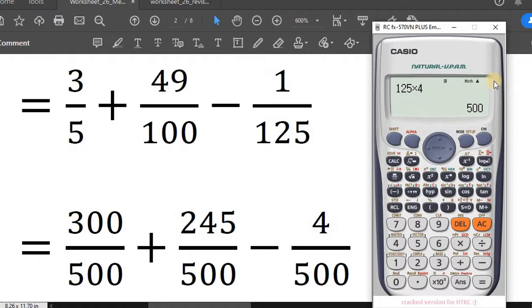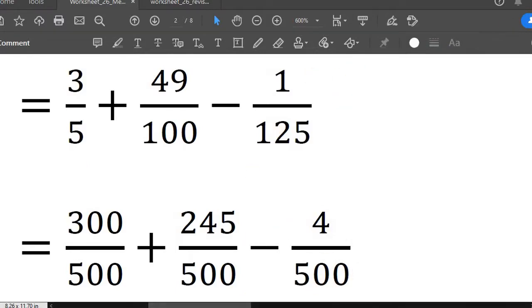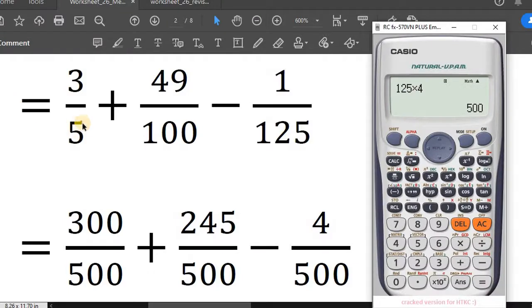So what do I need to do? Let's just keep it calculated. What do we need to do to this 5 to make it 500? We realize the lowest common denominator is 500. I need to say here now times 100. 5 times 100, 500. 3 times 100, 300. That's how we got that.